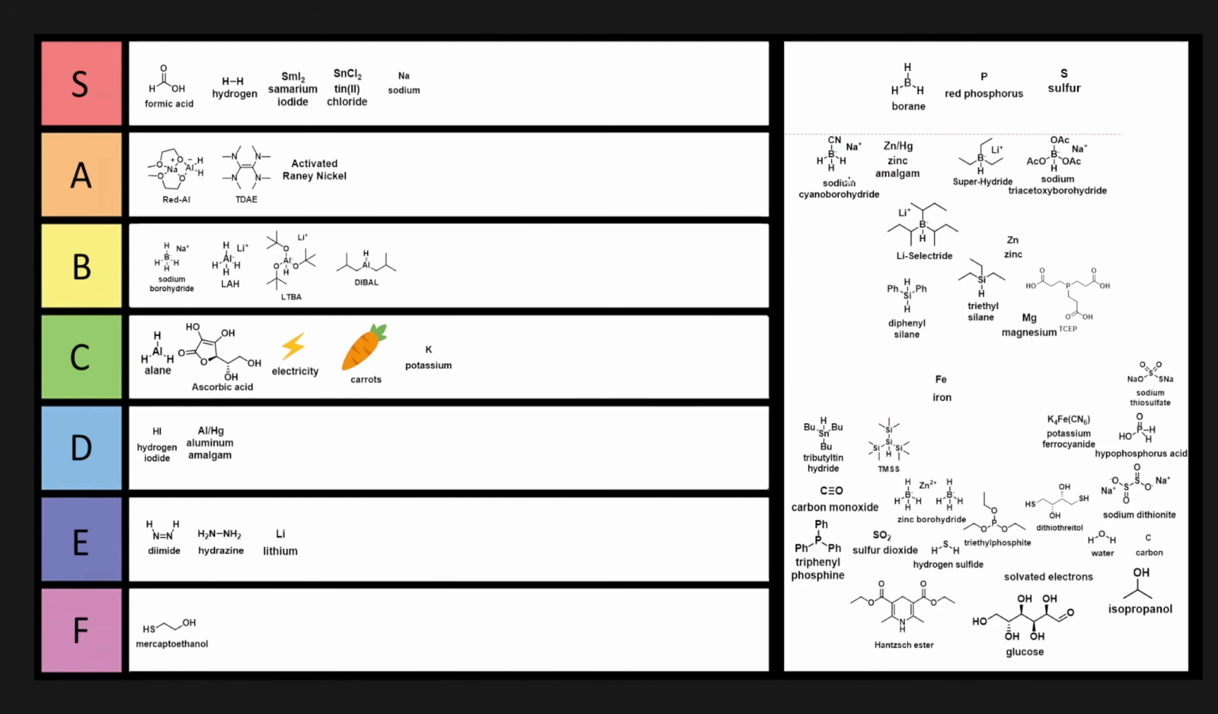Now, the one disadvantage is that it has cyanide in it, and if you ever work with it, you can instantly smell the cyanide, and it is sketchy. So I'm going to put sodium cyanoborohydride in C tier. Even though it's got better selectivity, it's just a little bit more toxic to work with.